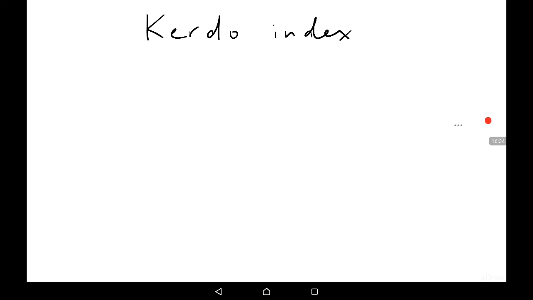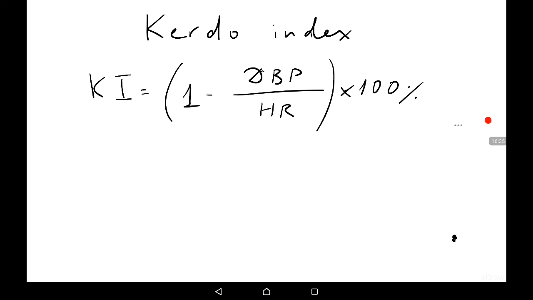To calculate this index, we should use a simple formula. Here we should use diastolic blood pressure, DBP, and we should measure the heart rate. So if we divide DBP by heart rate, and then subtract it from one and multiply by 100%, we will get the index.